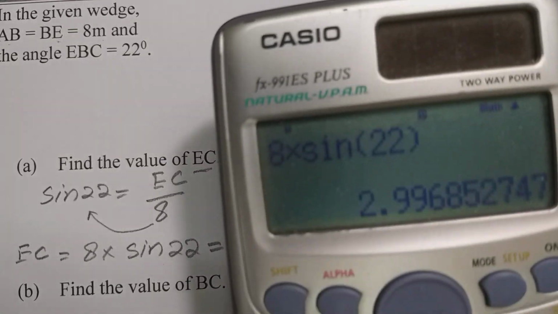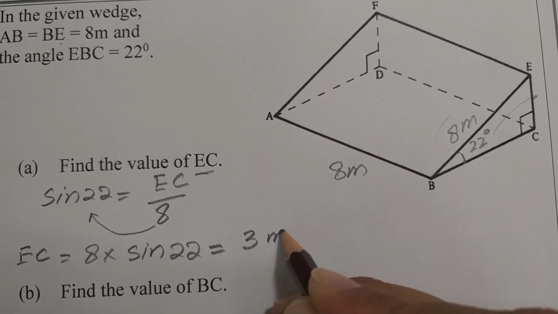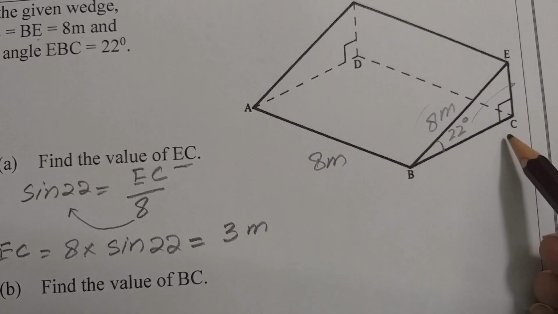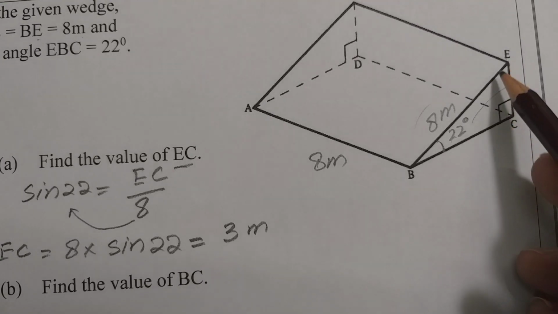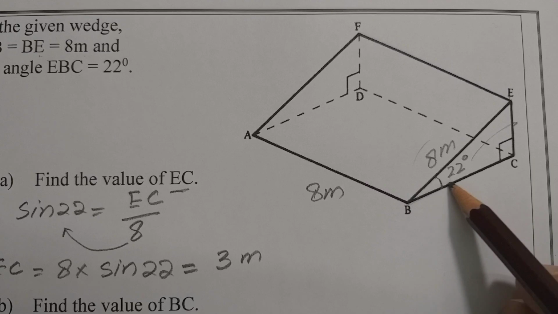So when you round it, it becomes 3. So it becomes equal to 3 meter. So this length equals 3 meter. Easy. Now BC, we need to find BC, this length.